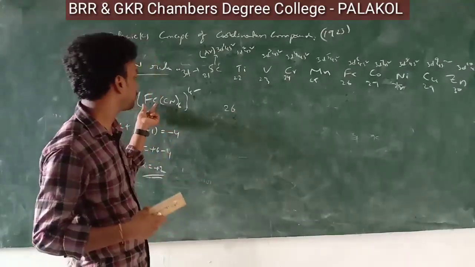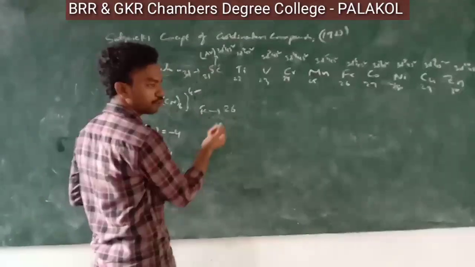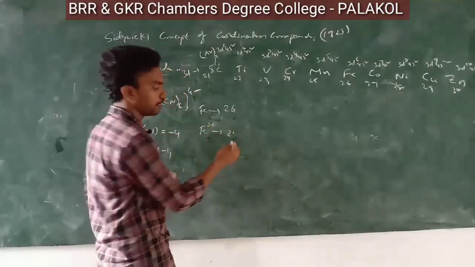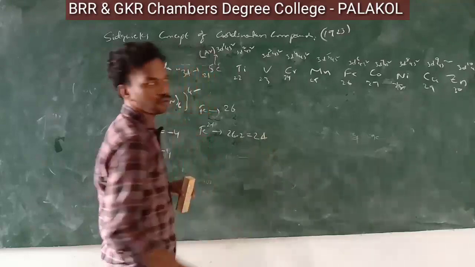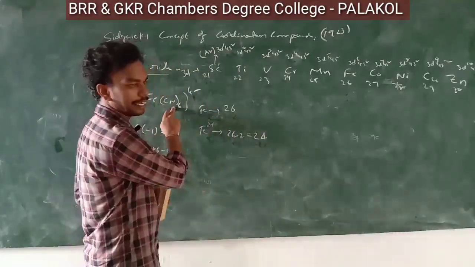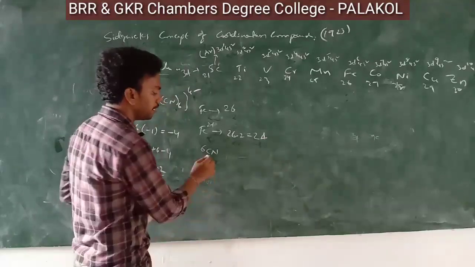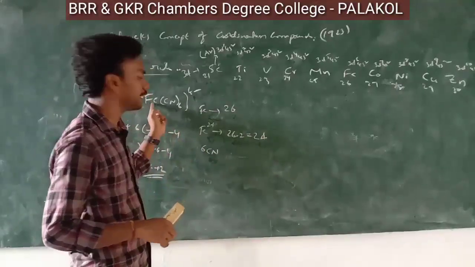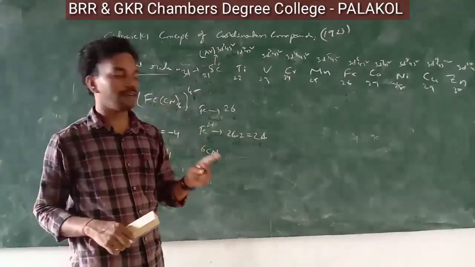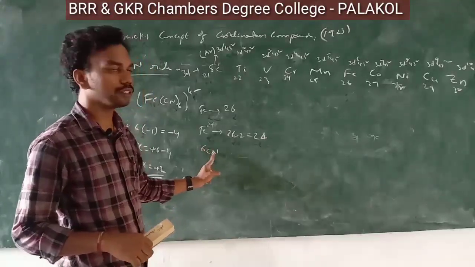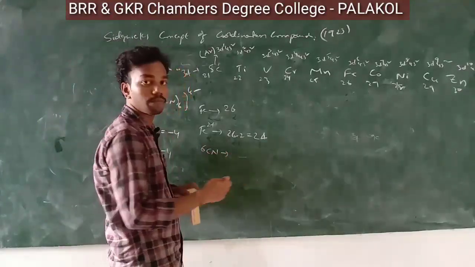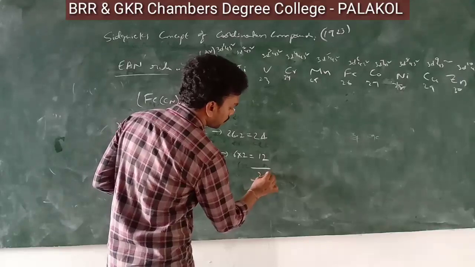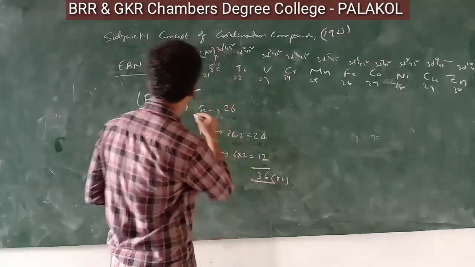So Fe2+ means iron is losing 2 electrons. The total number of electrons present on the metal is 26 minus 2, that is 24. Okay, next, 6 cyanide ligands. Each cyanide is a monodentate ligand, donating 1 lone pair of electrons to the central metal atom, that is iron. We have 6 cyanide ligands, so 6 into 2 is 12. So 24 plus 12 is 36. That is the krypton configuration, so this complex is stable.